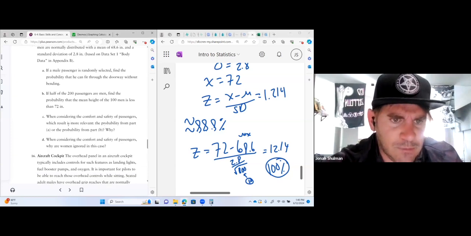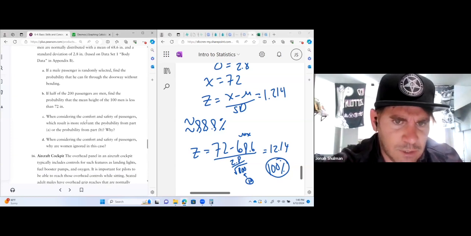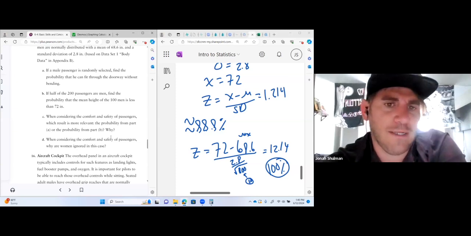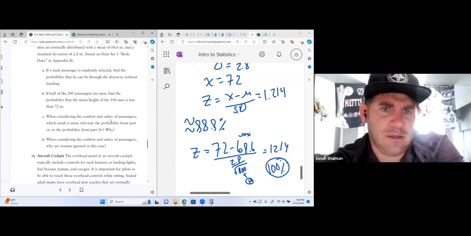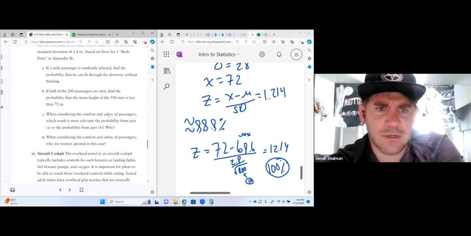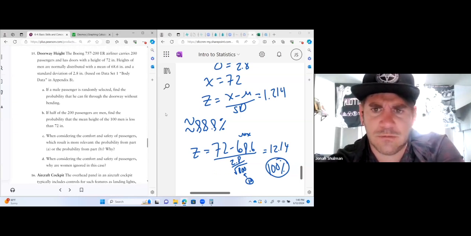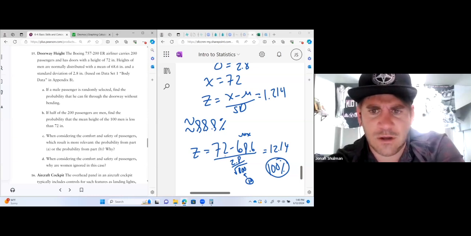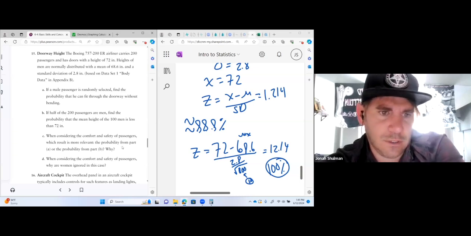Considering the comfort and safety of passengers, which is more relevant: the probability from part A or the probability from part B? Why? For comfort and safety, I think just bending through is not a big issue, so I wouldn't really care about it. Which is more important: 88%, about 90% of all men, 88% of men will fit, or if I take 100 guys, all 100 will fit? I don't know. Really think about that one.